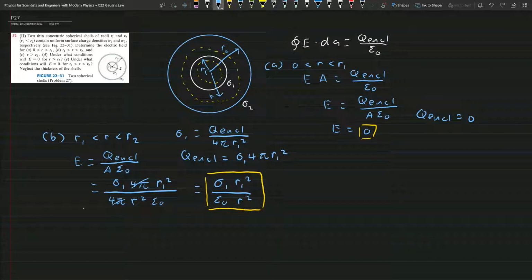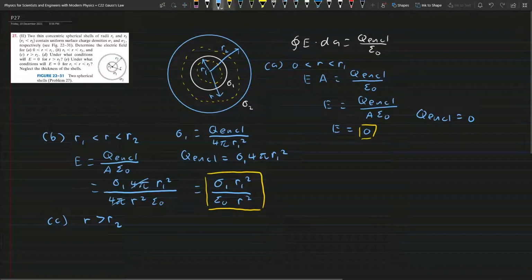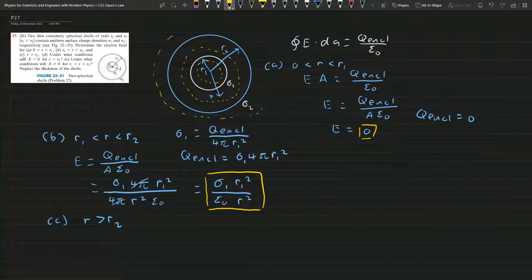Now we go to this C. In C, this R is greater than R2. That means this will enclose all the charge in this diagram here. This is the case C. This is case B, and inside one is the case A.